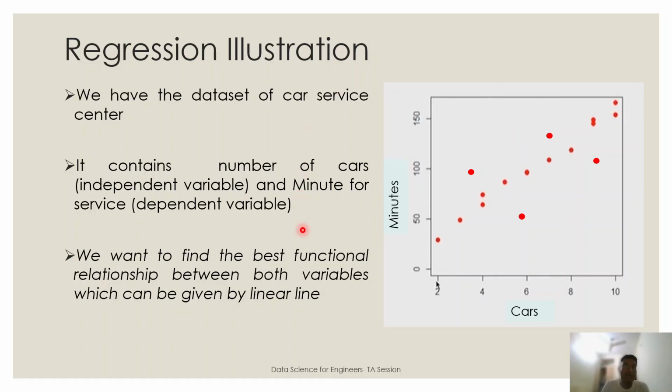So what is dependent and independent here? The dependent variable is the number of minutes, whereas the independent variable is the car that we consider, because we want to find the number of minutes here. So here we want to find the best functional relationship between both variables, which can be given by a linear line. Okay, this is a simple case to help you understand.